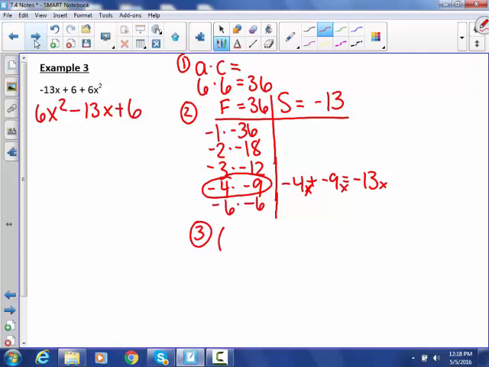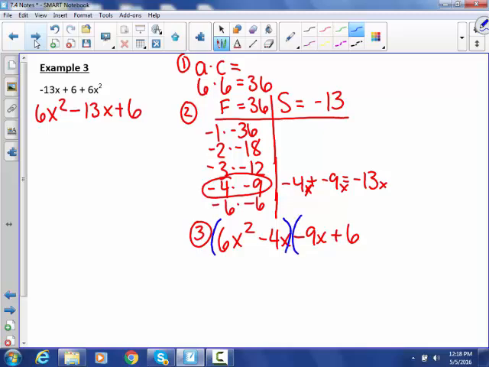Okay, so rewrite that as 6x squared minus 4x minus 9x plus 6. You said 16x. Oh yeah, 6x squared. I wrote 6 and said 16. Okay? So I've just replaced that 13x with the negative 4x and negative 9x. And now I put my parentheses around it.